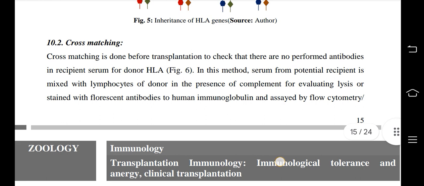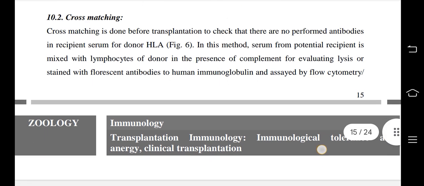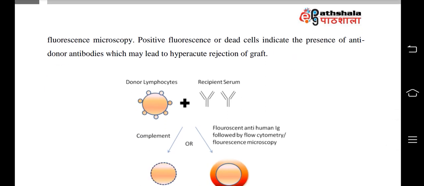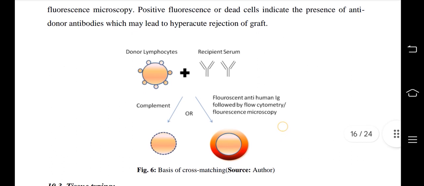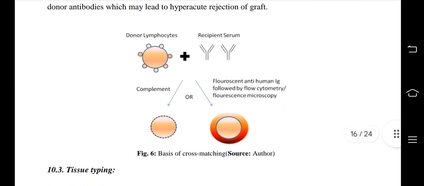Then cross-matching can be conducted. Cross-matching is done before transplantation to check that there are no preformed antibodies in recipient serum for donor HLA. In this method, serum from the potential recipient is mixed with the lymphocytes of the donor in the presence of complement for evaluating lysis, or stained with fluorescent antibodies to human immunoglobulin and assayed by flow cytometry or fluorescence microscopy. Positive fluorescence of dead cells indicates the presence of anti-donor antibodies, which may lead to hyperacute rejection of the graft. Donor lymphocytes, recipient serum, complement, fluorescent anti-human IG, followed by flow cytometry, fluorescence microscopy.